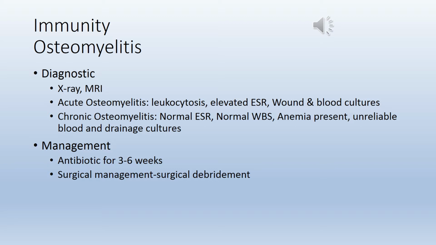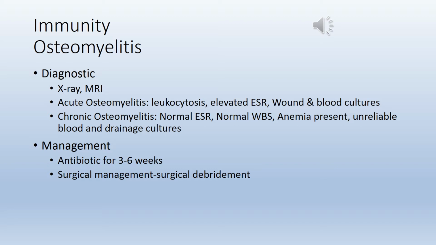With chronic osteomyelitis, the ESR, erythrocyte sedimentation rate, and the WBC count are usually normal. Anemia associated with chronic infection may be evident. Cultures of the blood specimens and drainage from the sinus tract are frequently unreliable for isolating the organism involved. Antibiotic therapy is many times prescribed presumptively.